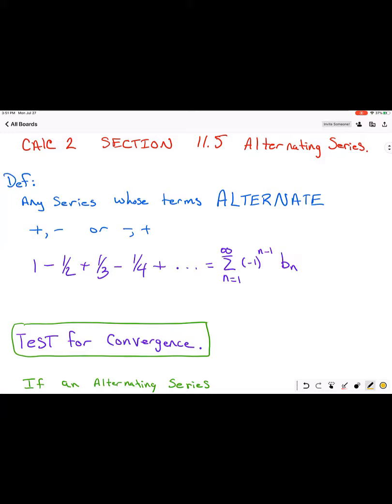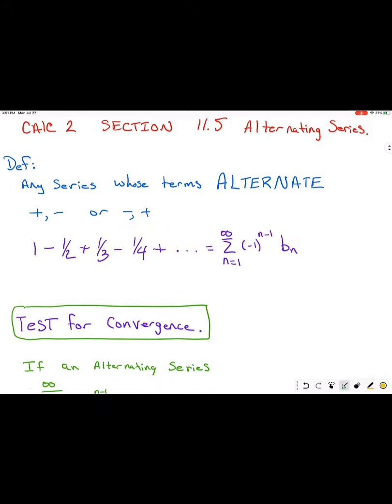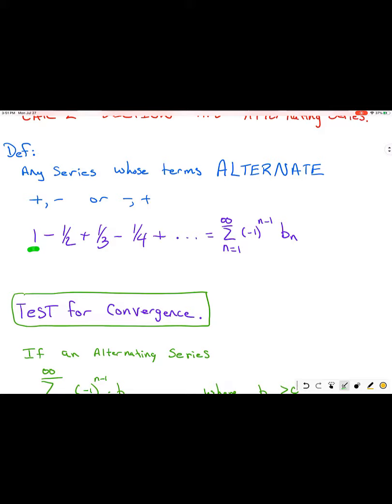This video is for section 11.5, specifically with alternating series. The definition of an alternating series: an alternating series is any series whose terms alternate, plus minus, plus minus, or minus plus, minus plus. For example, look at this series: 1 minus a half plus a third minus a fourth plus dot dot dot. So this is plus, minus, plus, minus, and so forth. In closed form it is written as the summation from n equals 1 to infinity of minus 1 raised to the n minus 1 times b sub n.